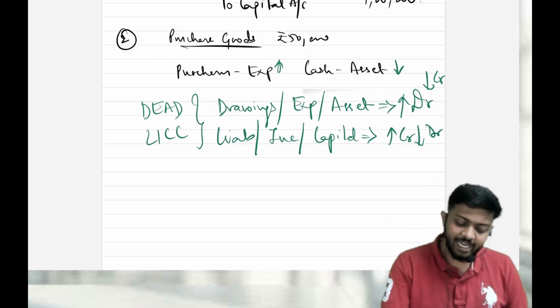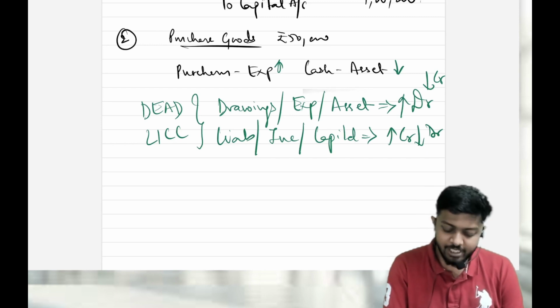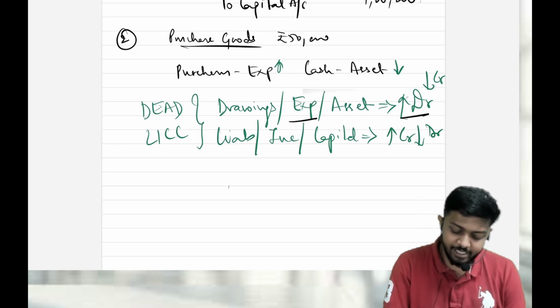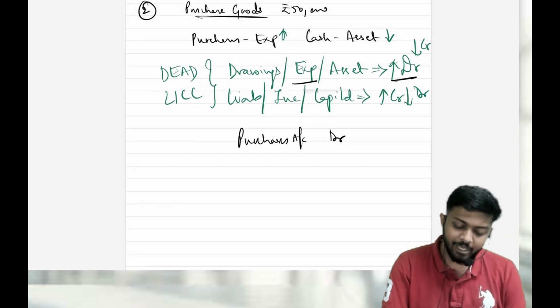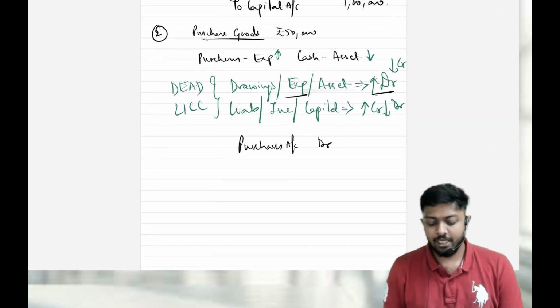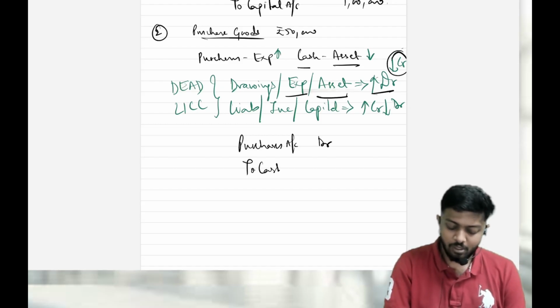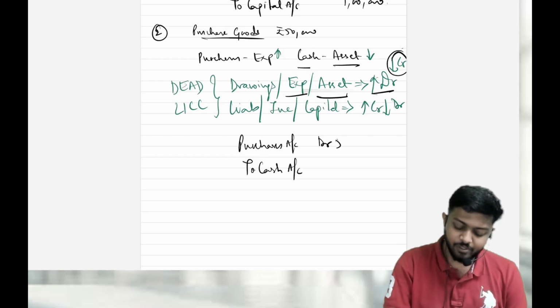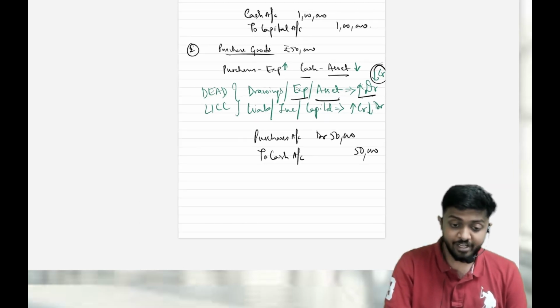DEAD LIC, DEAD LIC. Now what is happening here? Purchase is an expense. Increasing, what do I have to do? Expense increasing, I have to debit. So purchases account debit. To, what is happening? Cash is an asset. Decreasing, cash is an asset. Asset decreasing, credit. So to cash account, 50,000. I hope all of you have understood.